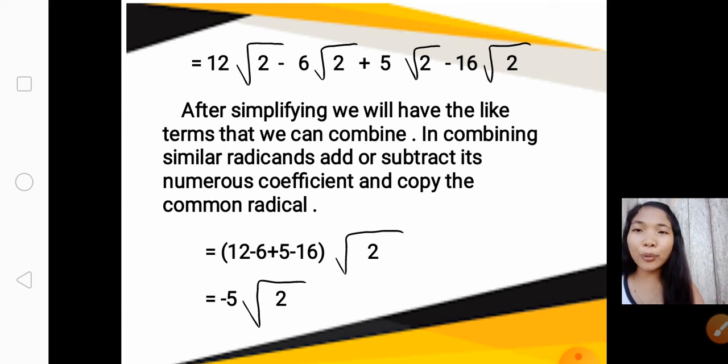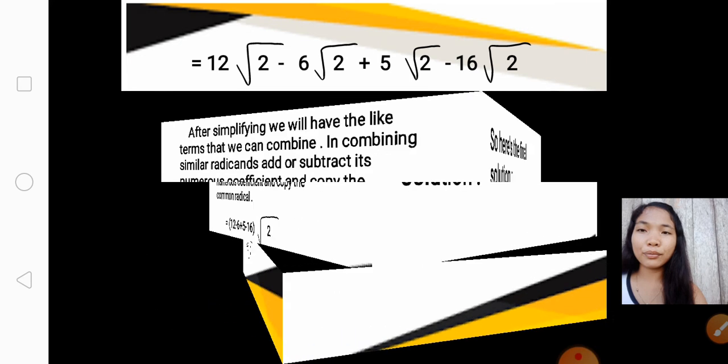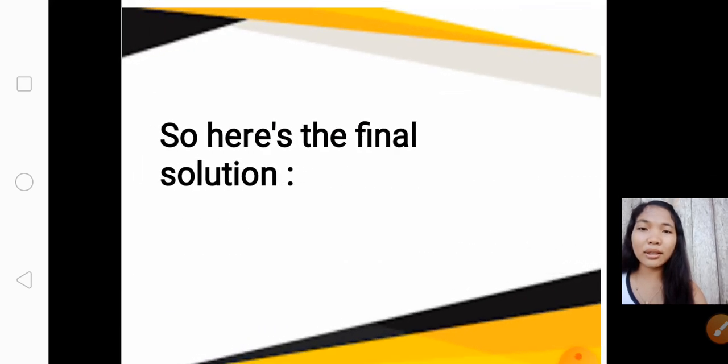So, now we have radicals with similar radicands. So, we can now add or subtract the numerical coefficients. So, 12 minus 6 is 6, plus 5 is 11, minus 16 is negative 5, on the square root of 2. So here's the final solution.